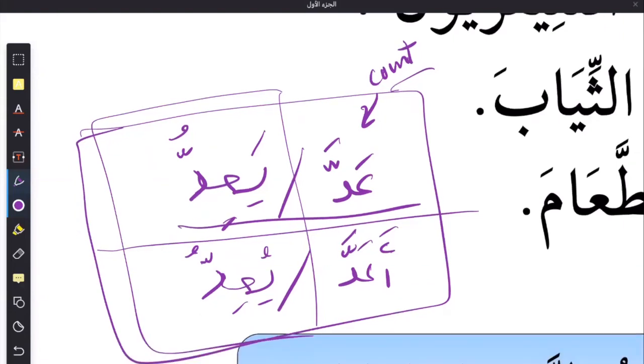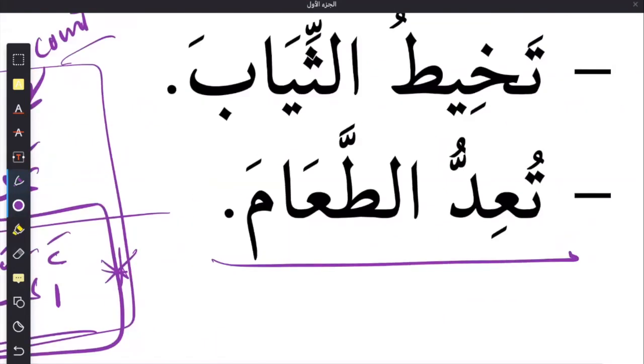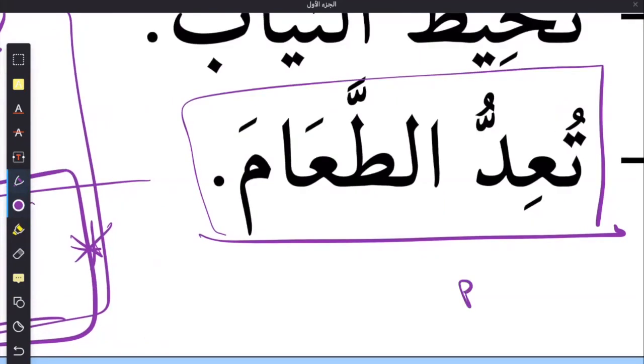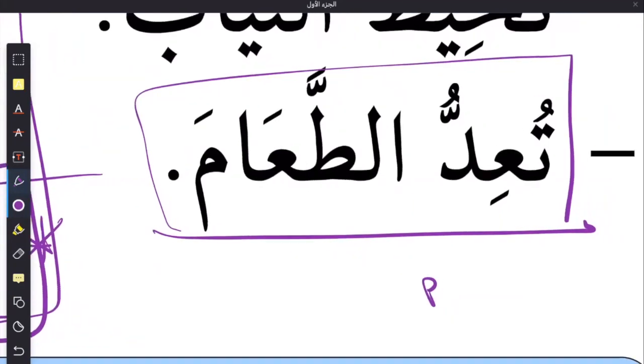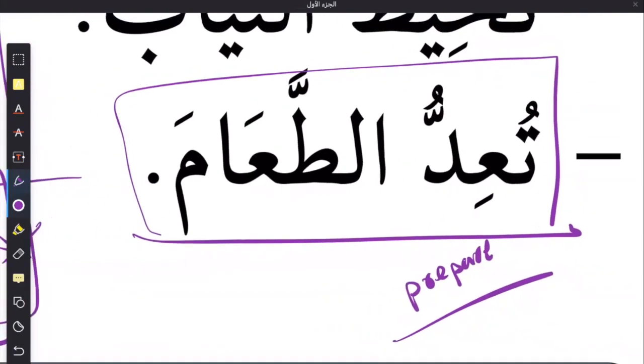Okay, but adda, yu'iddu, what is that? This one we have done in the book many times. Tu'iddu ta'am. Yeah, to make something count. Yes. That's good. If you think of it like that, at least you somehow get the meaning, but often you will find there is another meaning there already. So it will be prepare. Okay, so she is preparing the food.